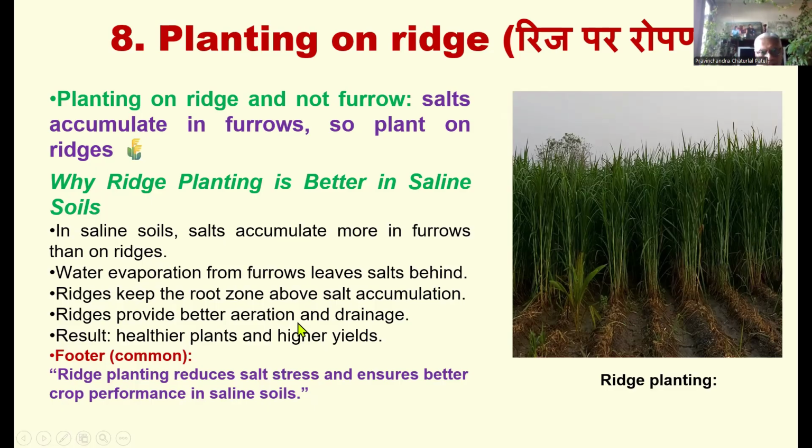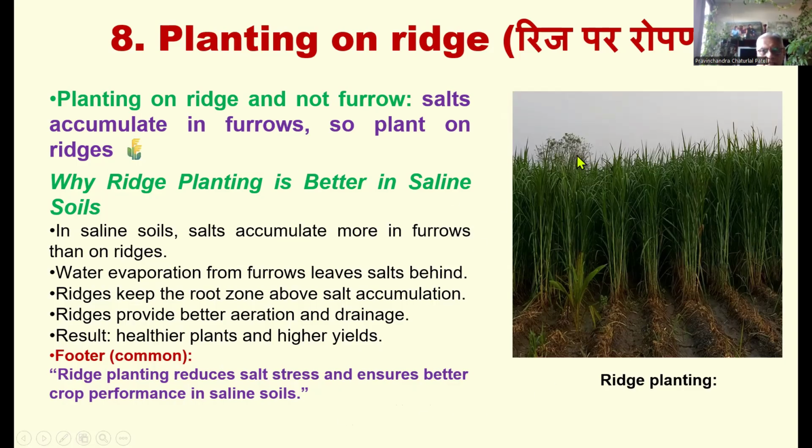Ridges provide better aeration and drainage. It also provides better aeration for the root and proper drainage. The result is a healthier plant and higher yield. So when we plant on the ridges, we get better growth and development and we obtain higher production. So ridge planting reduces soil stress and ensures better crop performance in saline soil.